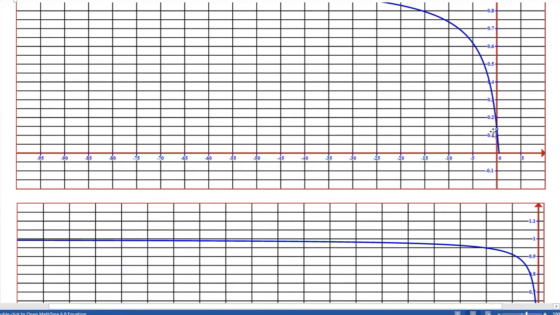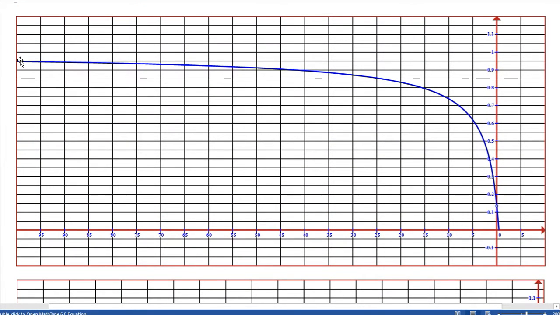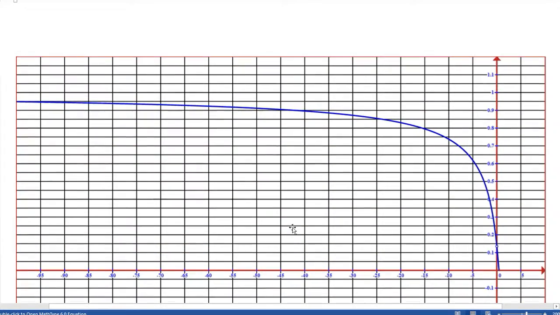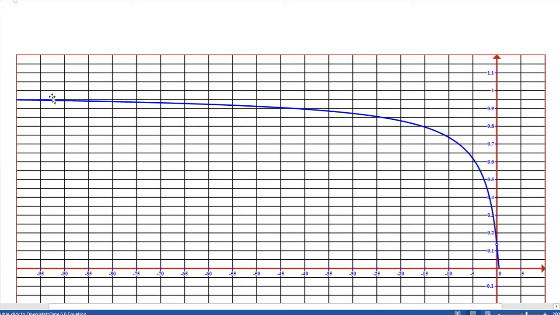Sure it does. And then as we go out to the left, we approach the asymptote of 1. Wasn't it 1? Yes, 1. But if you look at this, there's still some gap here between this and 1. It's hard to tell if this is going to be the asymptote or not. And we've already gone out to -100. This one actually is approaching that asymptote quite slowly, so we need to zoom way out if we're going to see the asymptote a little better.